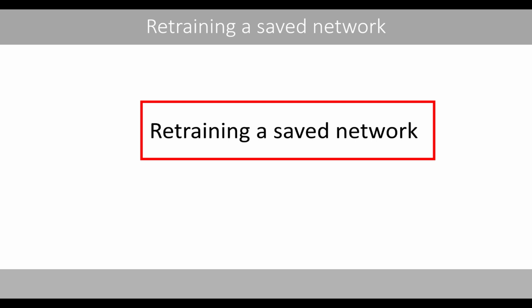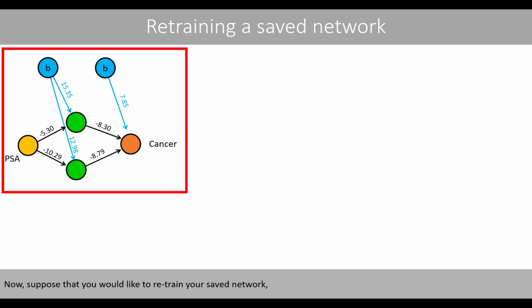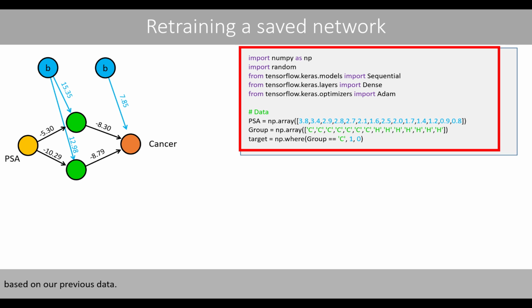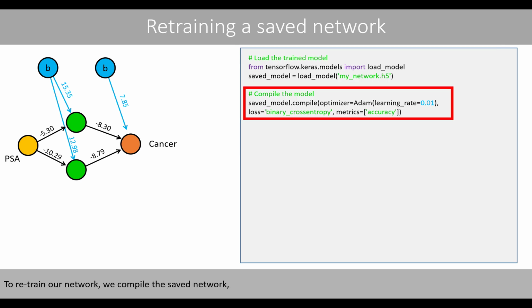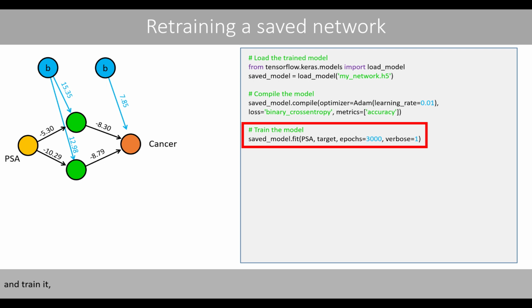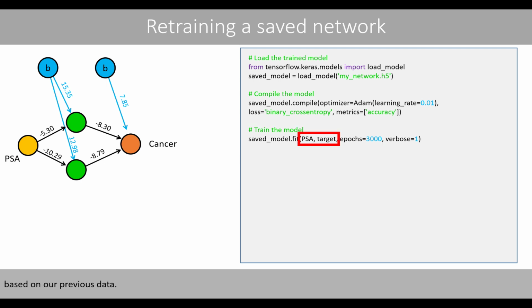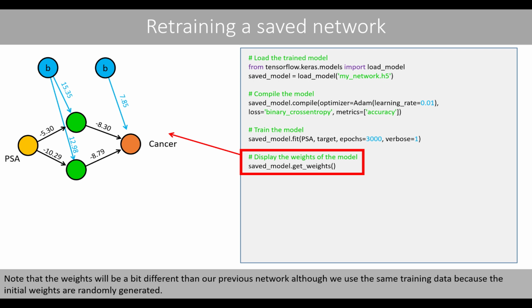Now, suppose that you would like to retrain your saved network based on our previous data. To retrain our network, we compile the saved network and train it based on our previous data. Note that the weights will be a bit different than our previous network, although we use the same training data, because the initial weights are randomly generated.